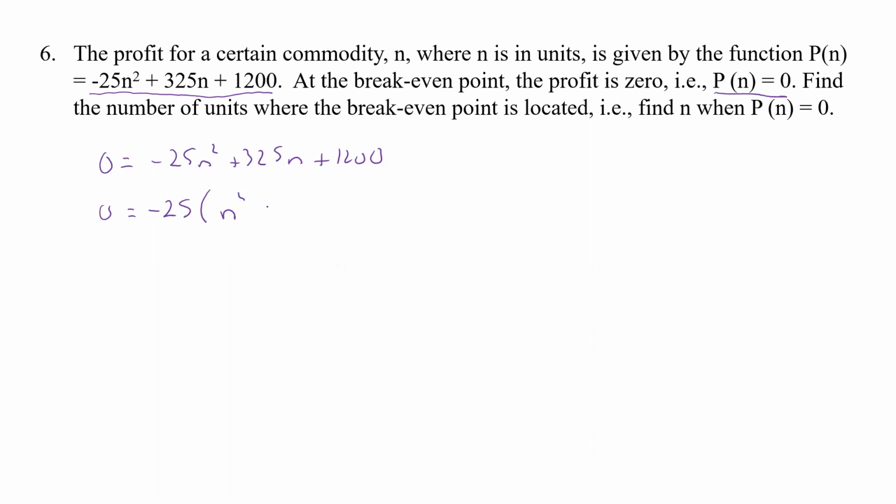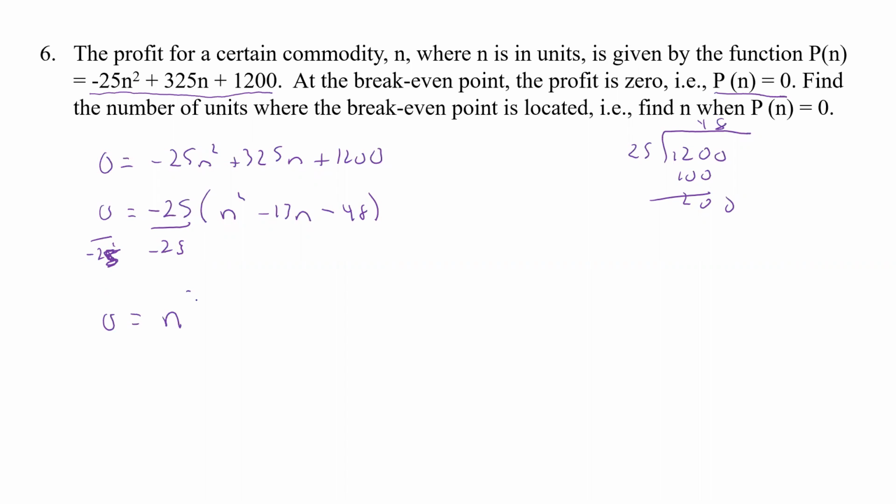And so then we have to think about that one. I think we had that one last time, it was a negative 13n. And then this is going to be 25 into 1200. So if we put in 4 here, that's 100, and that's 200. So it's going to be 48. So if we divide by our negative 25 to get rid of it, we get 0 equals n squared minus 13n minus 48.